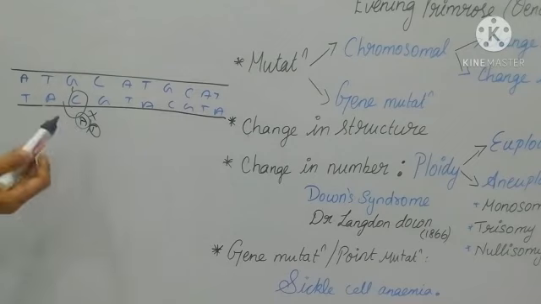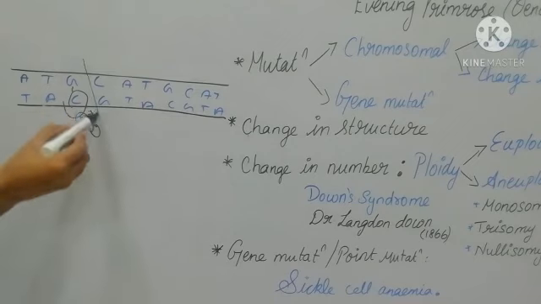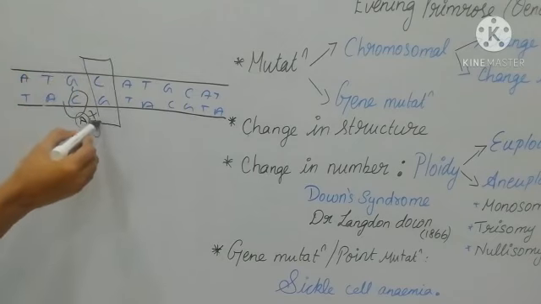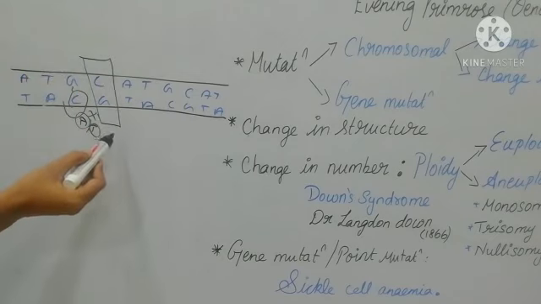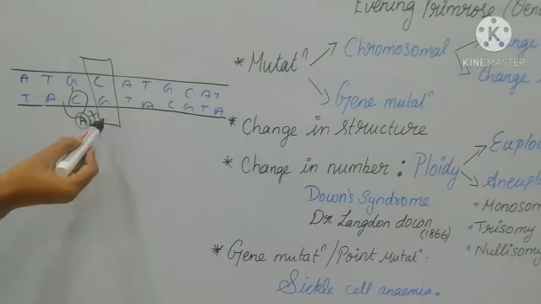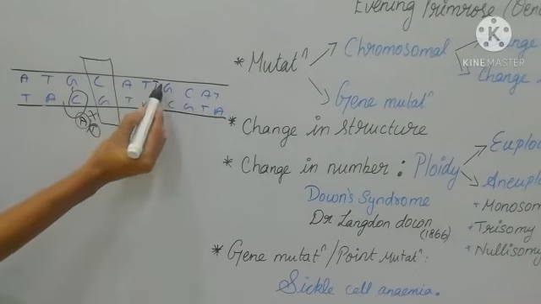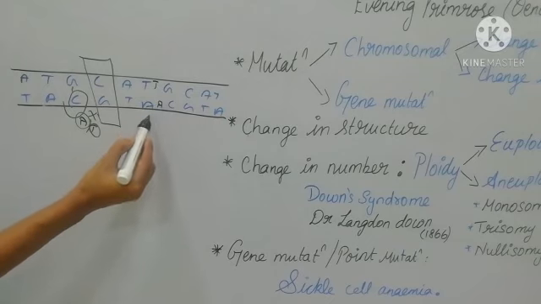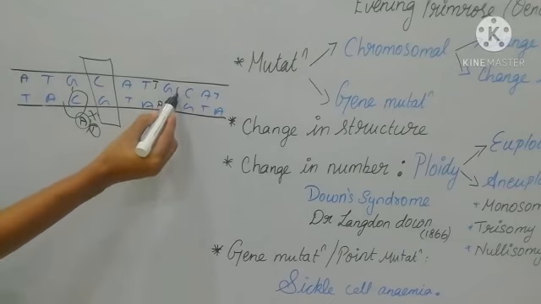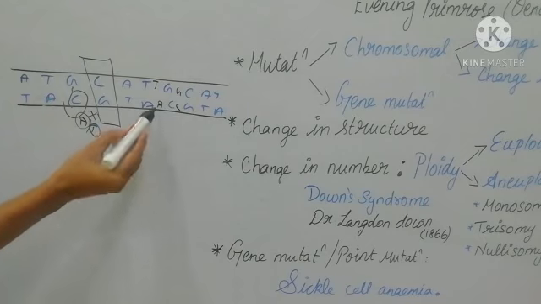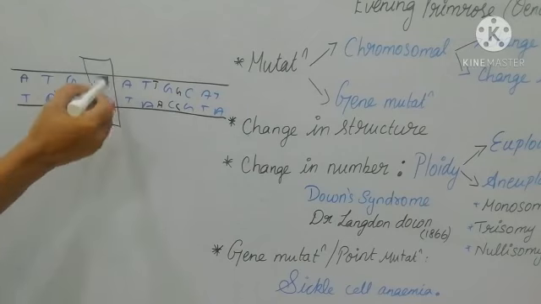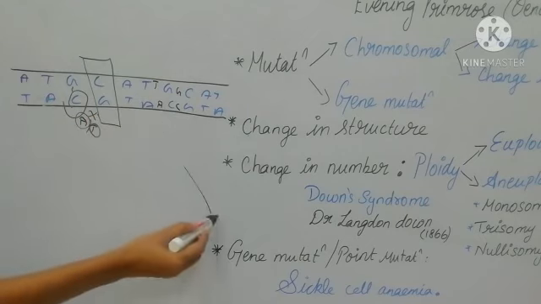Deletion is when, during cell division, sometimes a pair gets deleted. And insertion means sometimes one more pair will come and bind there, with this set. That is the insertion. So all of this can happen inside the gene. That is the gene mutation.